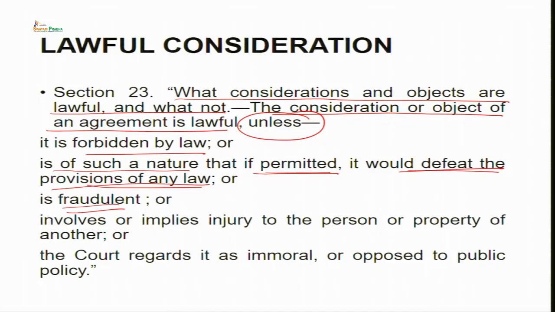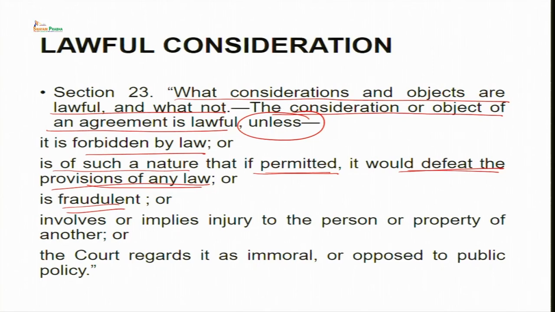Then it says, is fraudulent in nature. Now, fraudulent, for example, there are three parties who enter into an agreement with each other saying that, see, we will commit a fraud against such and such person, and whatever money we are able to gain from committing that particular fraud, we will divide that amount between the three of us. Now, that is fraudulent in nature. That kind of promise being made to each other is not lawful.